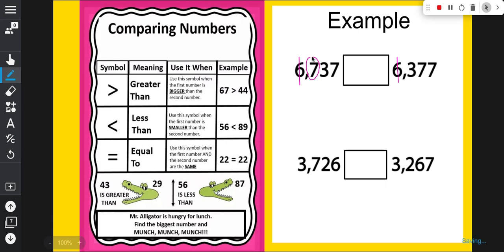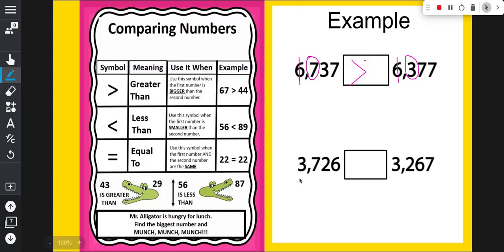And oops, I see 2 different numbers. I'm going to circle them. Which one's bigger, 7 or 3? Hopefully you said 7. So my Pac-Man, and I always draw my little eyeball, my Pac-Man's going to eat the bigger number. So this one's a greater than.